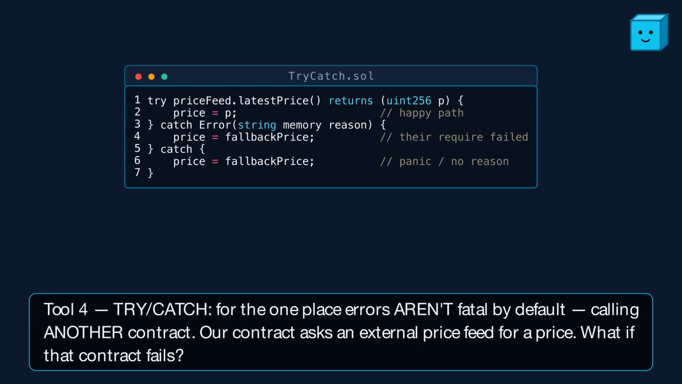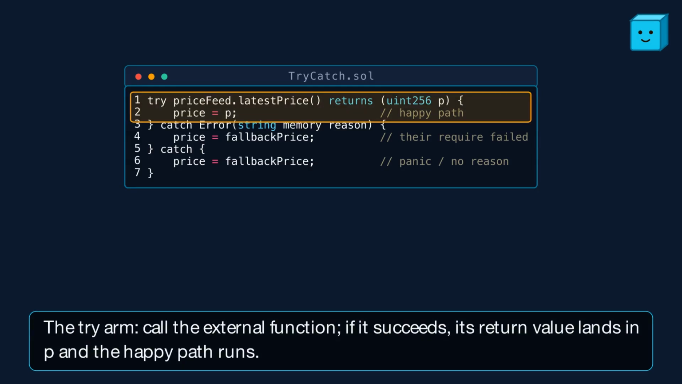Tool 4. Try catch. For the one place errors aren't fatal by default. Calling another contract. Our contract asks an external price feed for a price. What if that contract fails? The try arm. Call the external function. If it succeeds, its return value lands in p and the happy path runs.